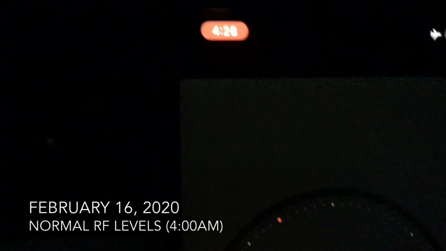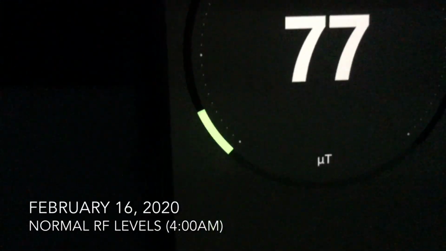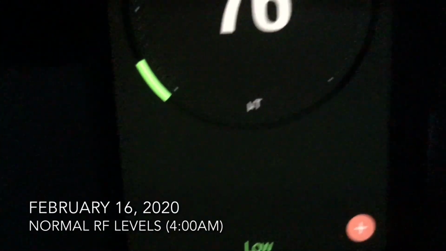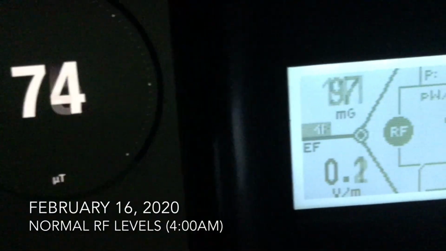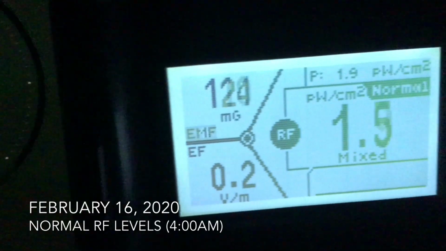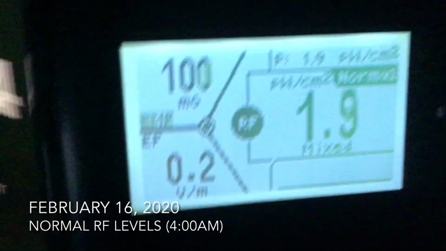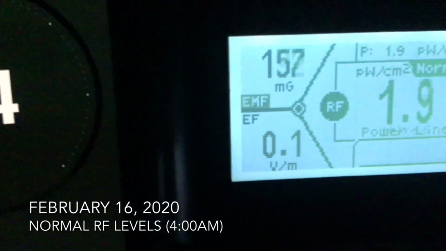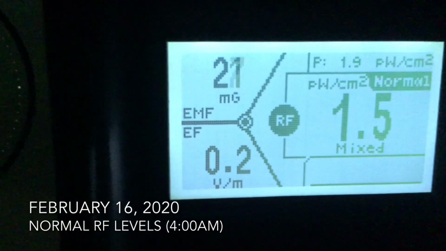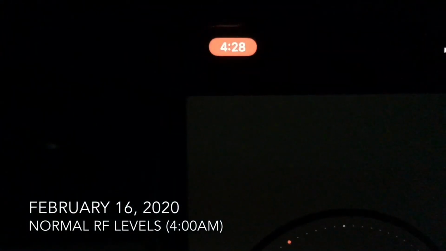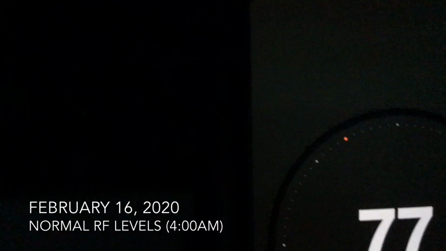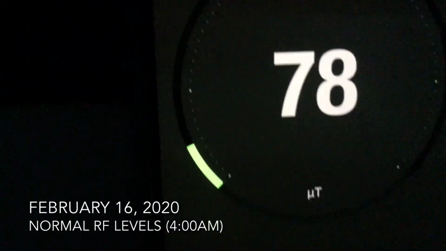And then you can notice here on the third day, this is February 16th, 2020. It's showing normal levels. The Tesla meter showing normal, and the RF meter is showing normal as well. The EMF is a little bit high on the RF meter, but this is 4:28 actually in the morning, and you can see that for the most part it's low.